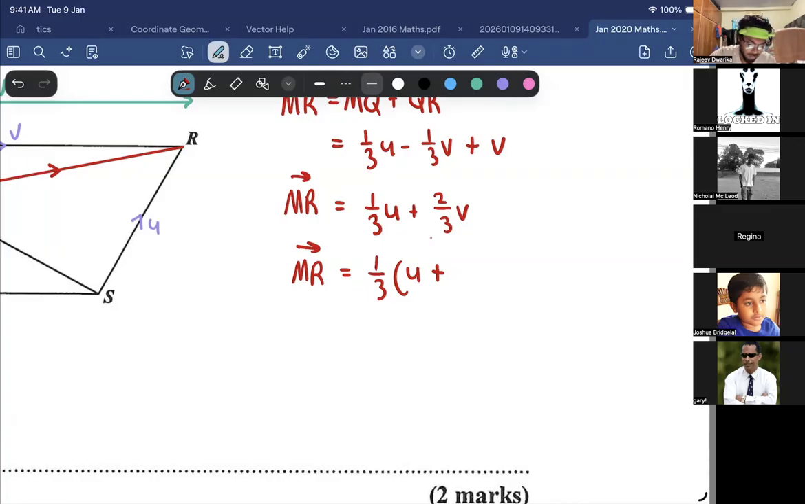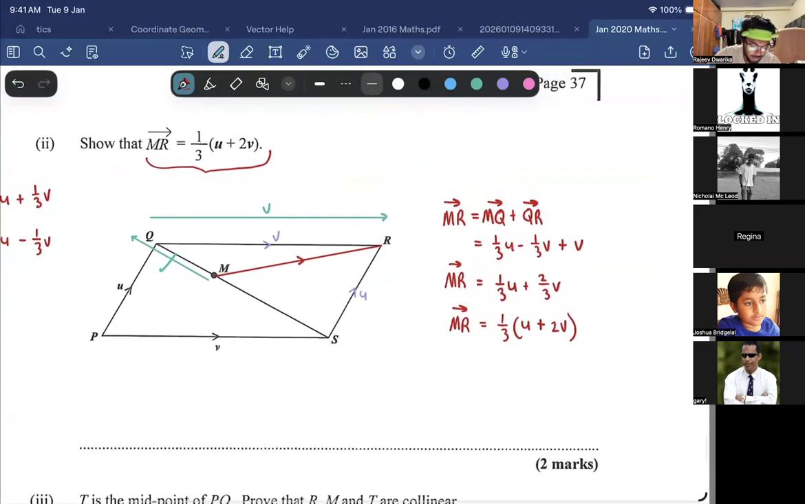2 thirds, 2 thirds V. Wait, what would I multiply by a third to get back 2/3? 2. Right, so U plus 2V. That's the answer. That's it. I mean, if you understand that.